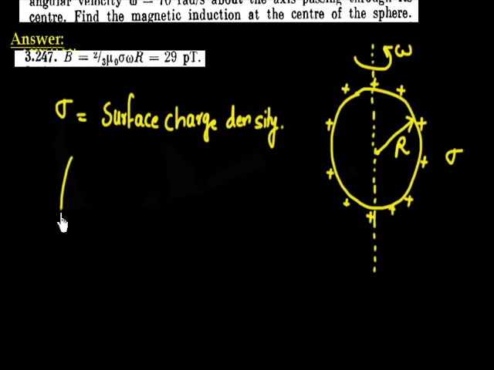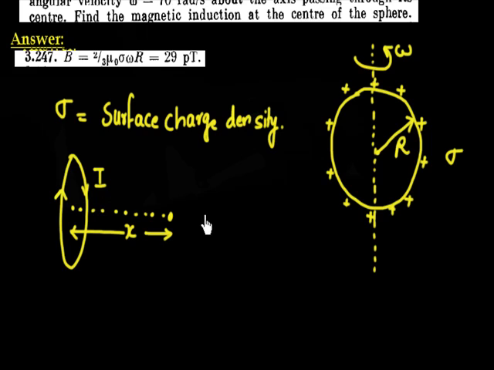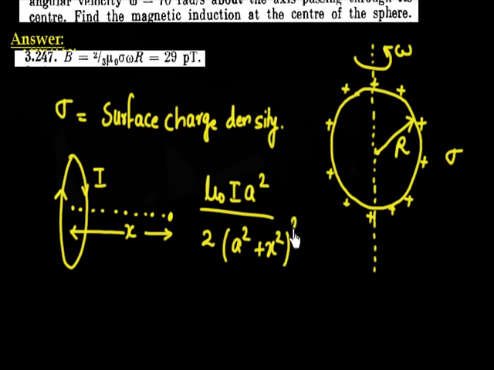That is, if you have a circle and you have a point some distance away from the center, let us say here you have some point at a distance x from the center. We can write the magnetic field at this point. This loop carries current I. So the magnetic field is given by, if you remember, mu naught I a square divided by 2 times (x square plus a square) raised to the power 3 by 2.